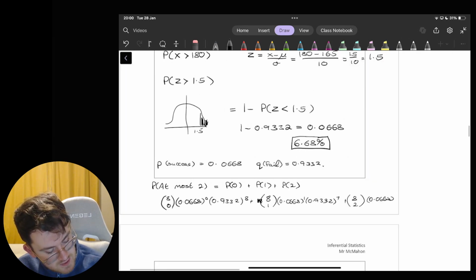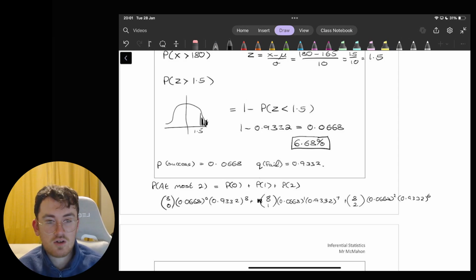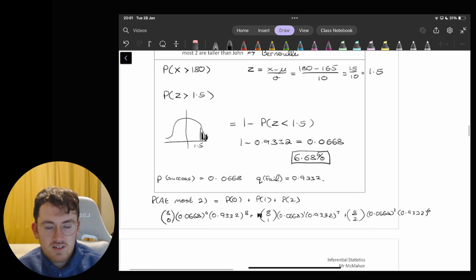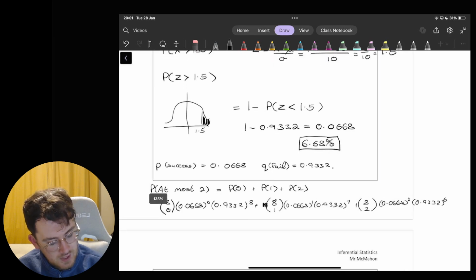In some cases a calculation of at most might be quicker to do by doing a 1 minus, but in this case it is definitely quicker to look at the 3 particular cases that we want. The reason we have to use a Bernoulli trial is that we're not bothered where in the 8 people these two people occur. So solving all of that out gives me an answer of 0.987066, which is about 98.7%.